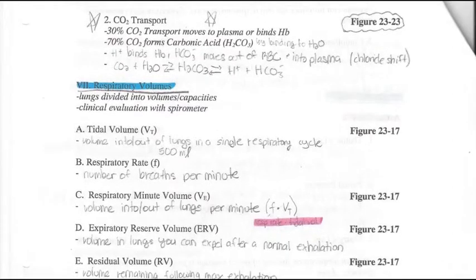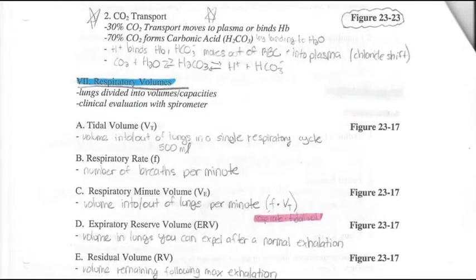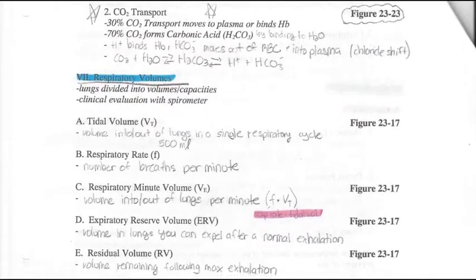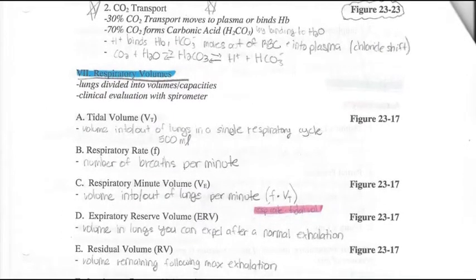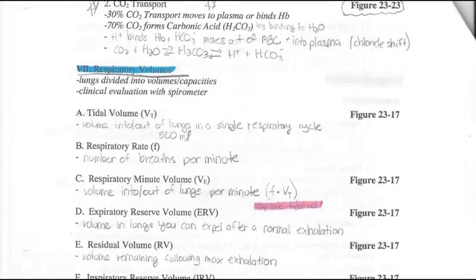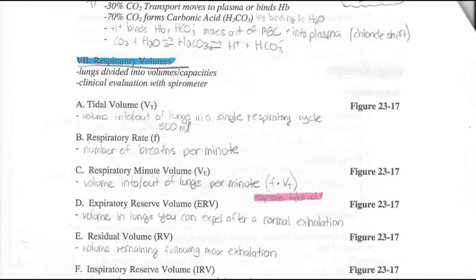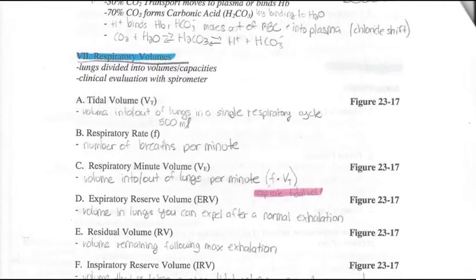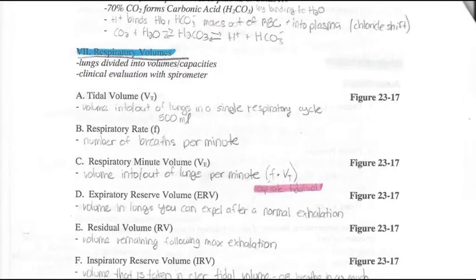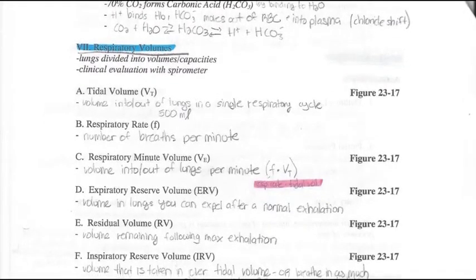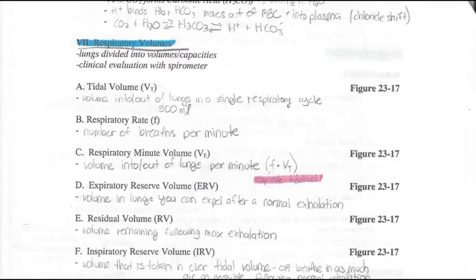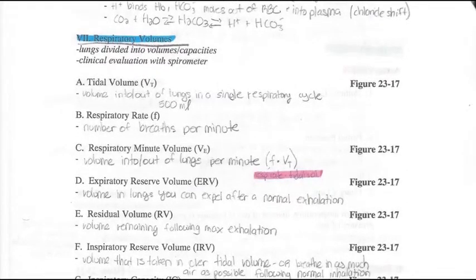C. Respiratory minute volume, abbreviated VE. This is the volume into and out of the lungs per minute. The equation is F times VT, or the respiratory rate times the tidal volume. D. Expiratory reserve volume, abbreviated ERV. This is the volume in the lungs that you can expel after a normal exhalation.